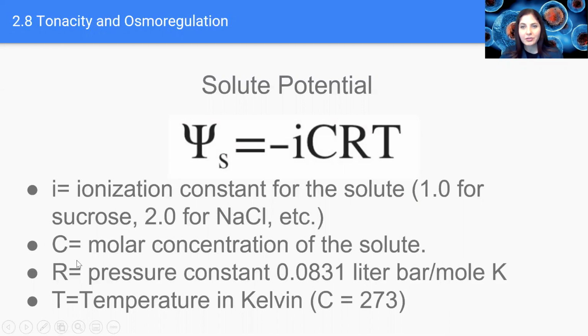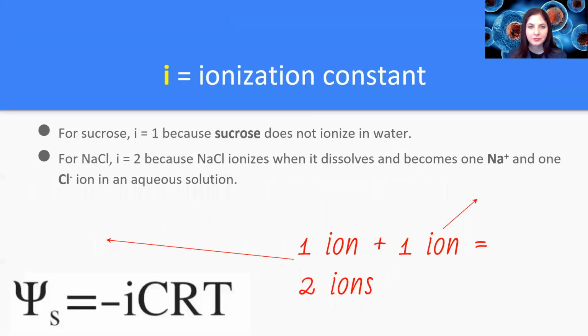And then temperature is always going to be represented in Kelvin, and you're always going to be given the temperature. So it might say that the temperature is 10 degrees Celsius. If you were plugging and chugging into this equation, you would add the 10 degrees Celsius plus 273 to get that temperature into Kelvin.